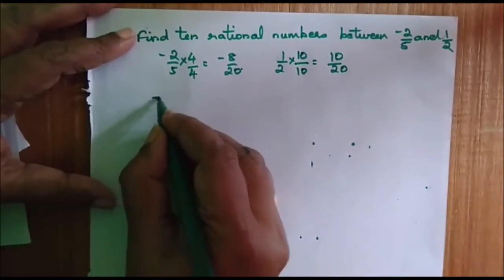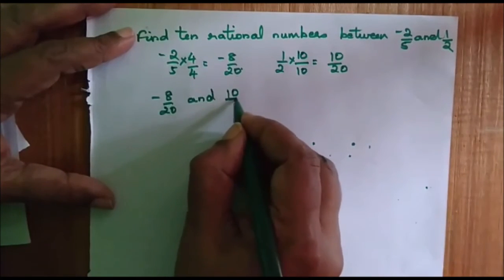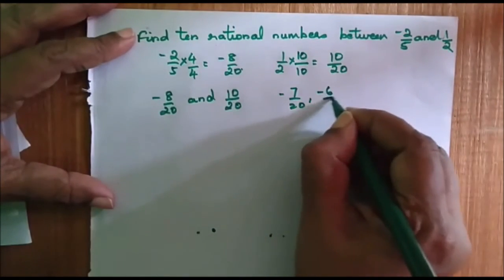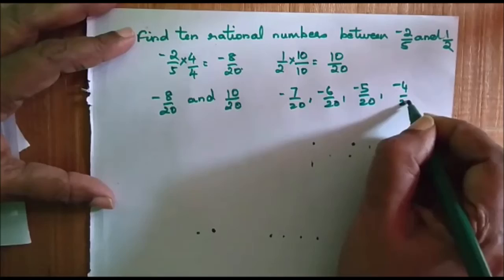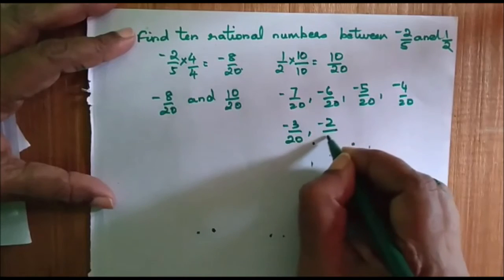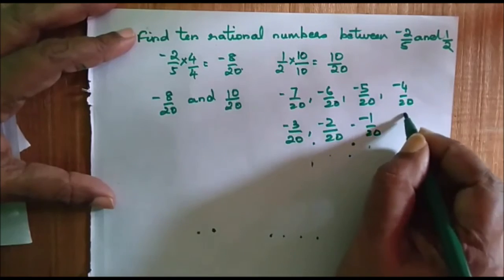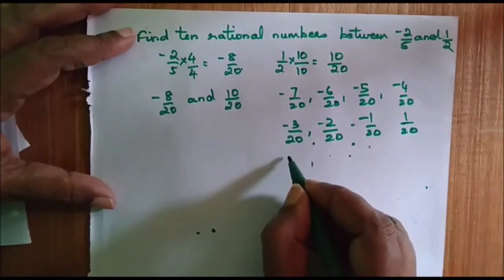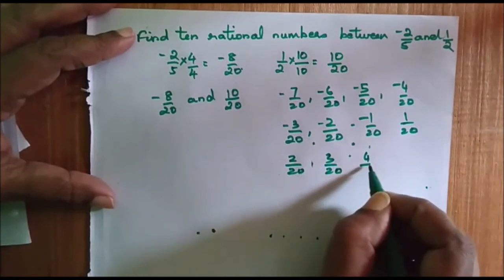So the rational numbers between minus 8 by 20 and 10 by 20 will be what? It will be minus 7 by 20, minus 6 by 20, minus 5 by 20, minus 4 by 20, then minus 3 by 20, then minus 2 by 20, then minus 1 by 20, then 1 by 20, all these numbers. They've asked for 10 rational numbers. So 2 by 20, then 3 by 20, 4 by 20.